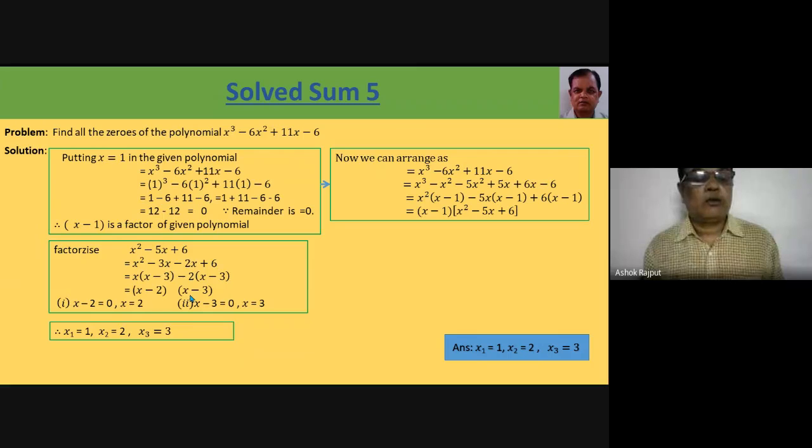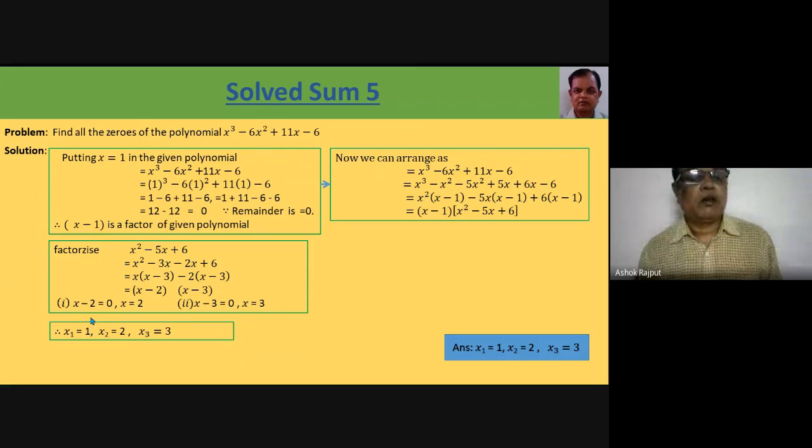Here we are seeing two factors are these. So first factor is x minus 2 equal to 0, or x equal to 2, and x minus 3 equal to 0, x equal to 3. Now we have got the other two zeros as 2 and 3.